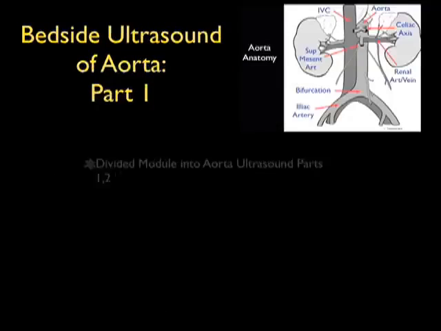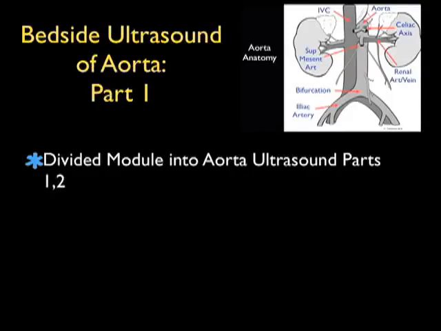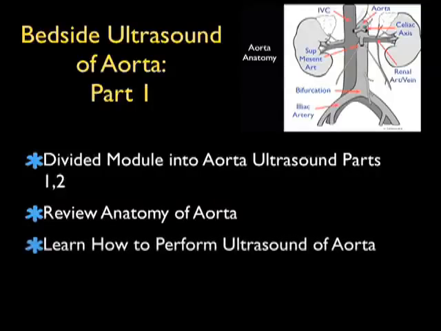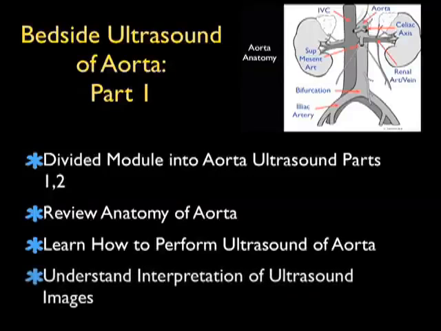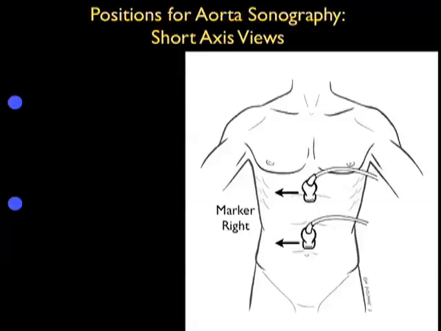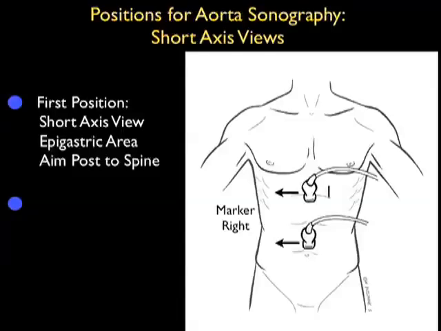As there's a lot of material to cover on the topic of bedside ultrasound of the aorta, I've divided this module into aorta ultrasounds parts 1 and 2. In this module, entitled Aorta Ultrasound Part 1, we're going to begin by reviewing the anatomy of the aorta. We'll then move on to learn how to perform the ultrasound examination of the abdominal aorta, all the way from the top at the subxiphoid process as the aorta exits the thoracic cavity to bifurcation at the level of the umbilicus. We'll then also move on to learn how to understand the interpretation of the ultrasound images that you will obtain using bedside sonography.